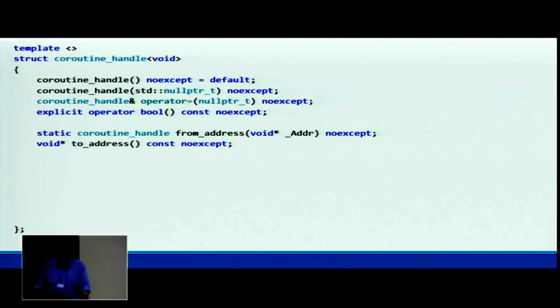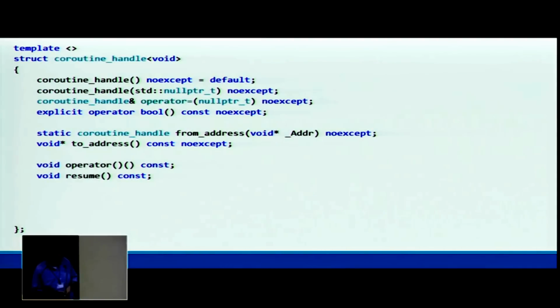So third, the coroutine handle provides a way to resume execution of the coroutine. So this is what we were looking for. It has a resume function, and if the caller calls this, then that will cause the coroutine to be resumed. And then there's a function call operator, and that basically does the same thing as resume.